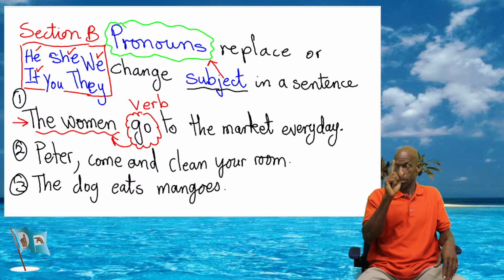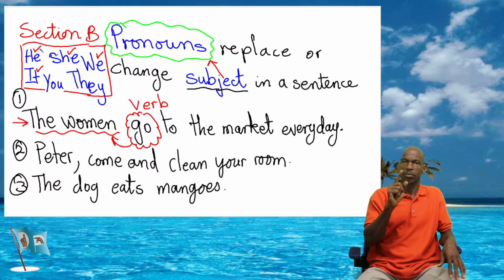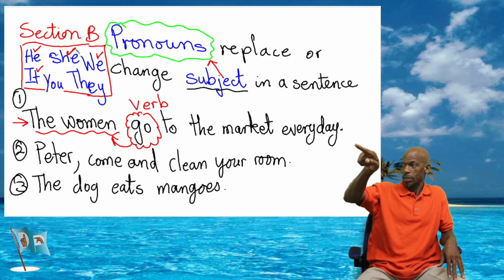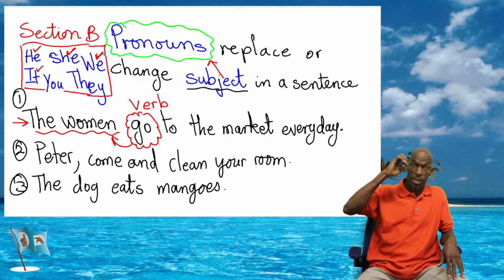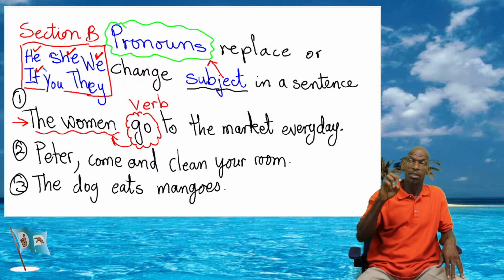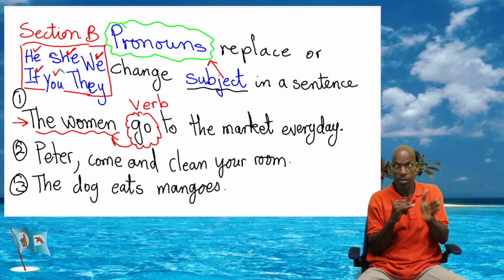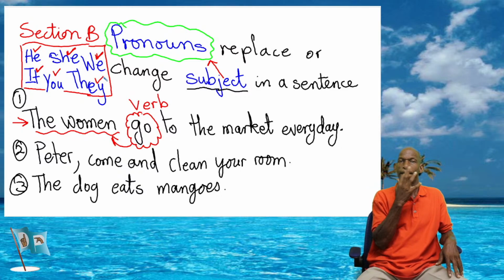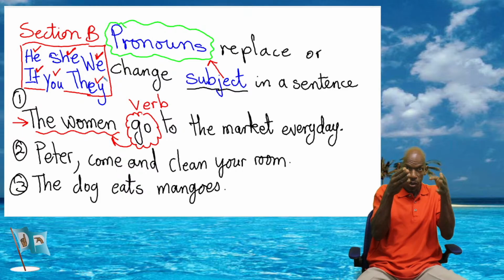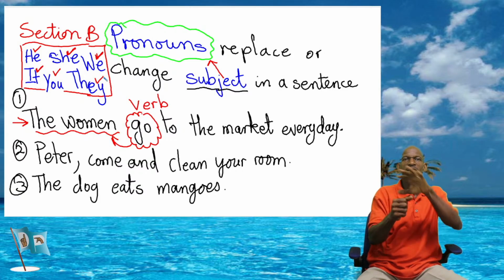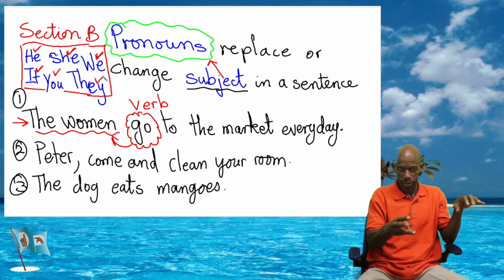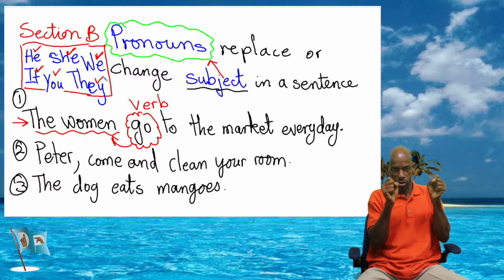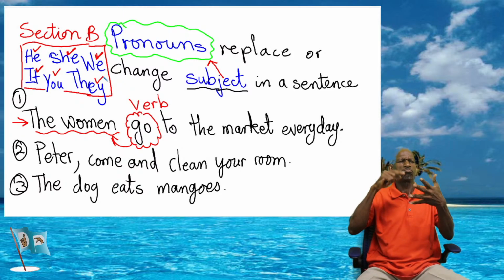So I'm going to repeat myself. He, she, we, it, you, and they. These are the subject pronouns. So we want to replace the woman in our sentence. So we have to decide which one of these pronouns we're going to use.